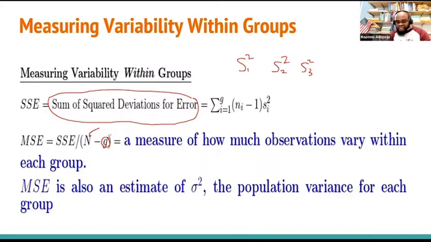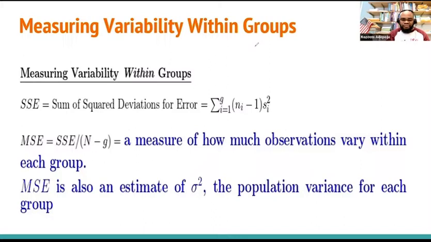The MSE is an estimate of the sigma square, which we call the population variance for each group. And let me tell you this, one of the assumptions of analysis of variance is that the population variance for each group should be the same. But right now, we don't have that available, so we are computing it, and the MSE is an estimate of that. Just wanted you to take note of that.